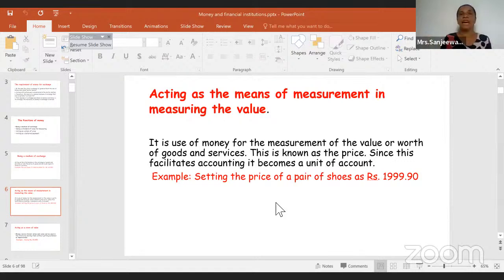So because of the price only, it facilitates the accounting. Otherwise you can't do that, no? Right? So now the example is setting the price of a pair of shoes, right? So that's 1999. Right now, exact measurement. Okay, so that's the second function, children. Okay, acting as the means of measurement in measuring the value.